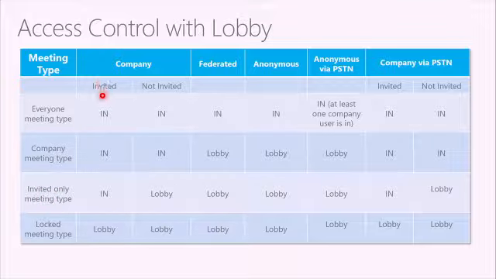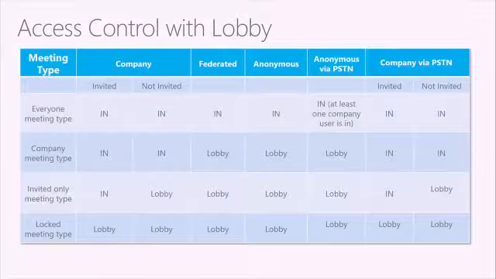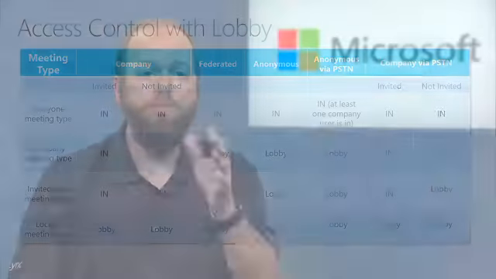If I invited the person from the company, boom, they're in. If I, as the organizer, didn't invite them, they end up in the lobby. Doesn't matter that they got the information or not, they end up in the lobby, much like everybody else does, with the exception of anybody that might be invited. So this is a great way to look at how we handle access control in the lobby itself. Now, of course, we can tweak these as necessary.